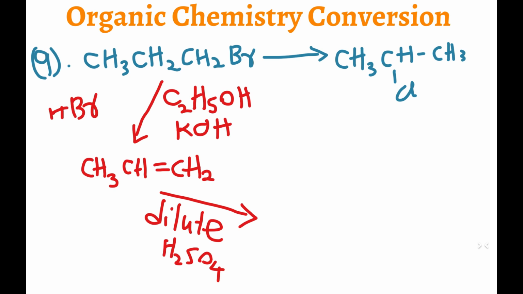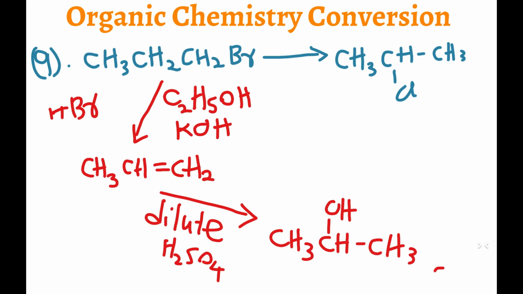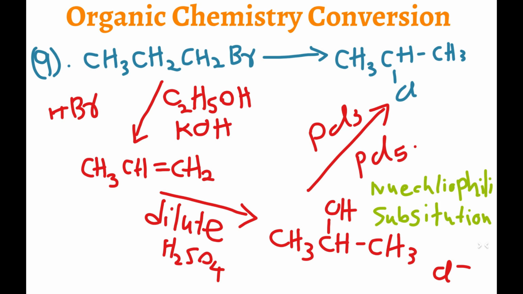Now our second product is this one, this secondary alcohol, CH3CHOHCH3. Then you can see we have to use some nucleophile for OH minus. The nucleophile should be Cl minus. Then we have to use PCl3 or PCl5. As I explained, our third step is a nucleophilic substitution reaction, and the nucleophile is Cl minus.